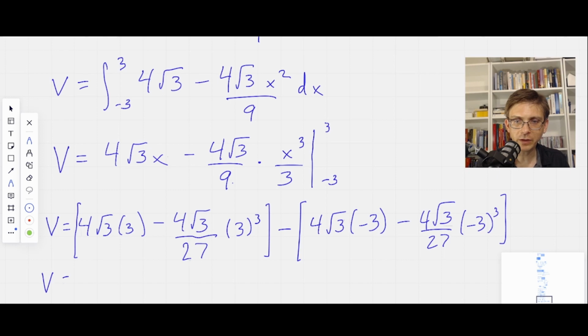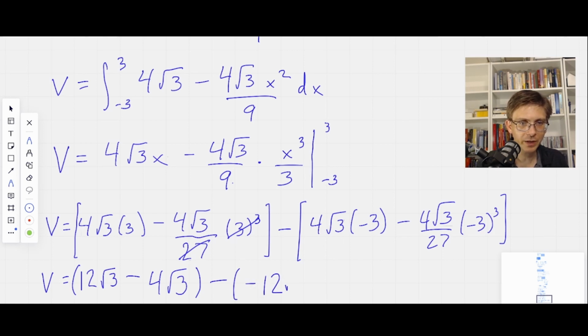So we've got V equals 4 rad 3 times 3. That's 12 rad 3 minus, well, this is nice. 3 cubed is 27, so 27 and 3 cubed cancel, so we get minus 4 rad 3. And that'll be all together for the first one. And then for the second collection, we have 4 rad 3 times -3, so that's -12 rad 3. And then we have a minus, and then we get the minus from the cubed, and the 27, those cancel, and so we get plus 4 rad 3.